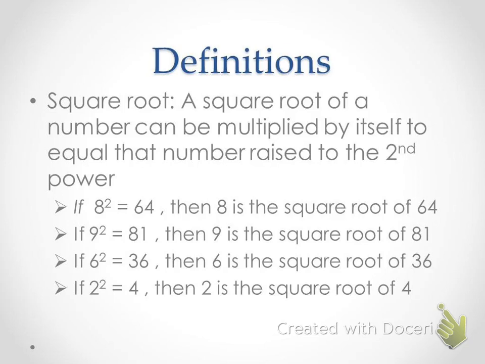What does that mean in the form of an example? You need to write at least one of these down. If 8 squared equals 64, then 8 is the square root of 64. If 9 squared equals 81, then 9 is the square root of 81. If 6 squared equals 36, then 6 is the square root of 36. If 2 squared equals 4, then 2 is the square root of 4.